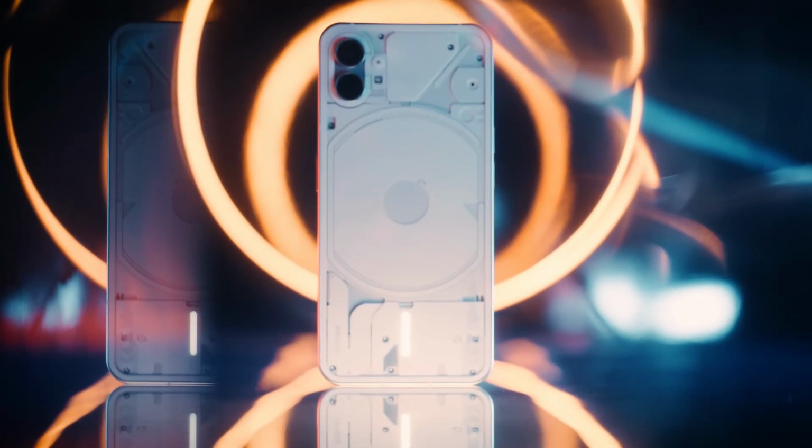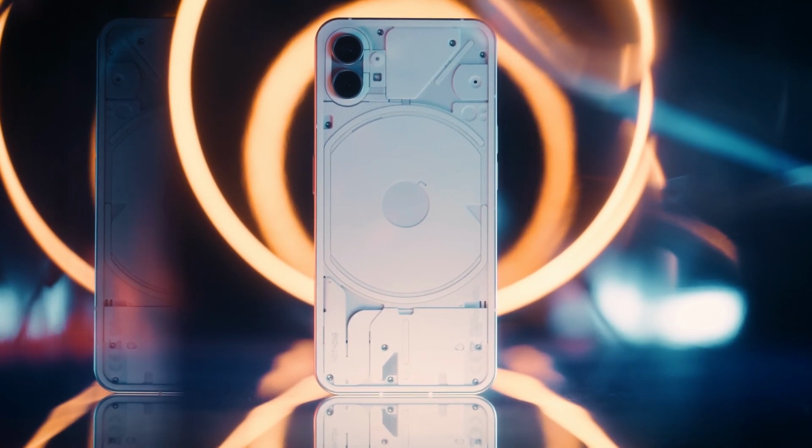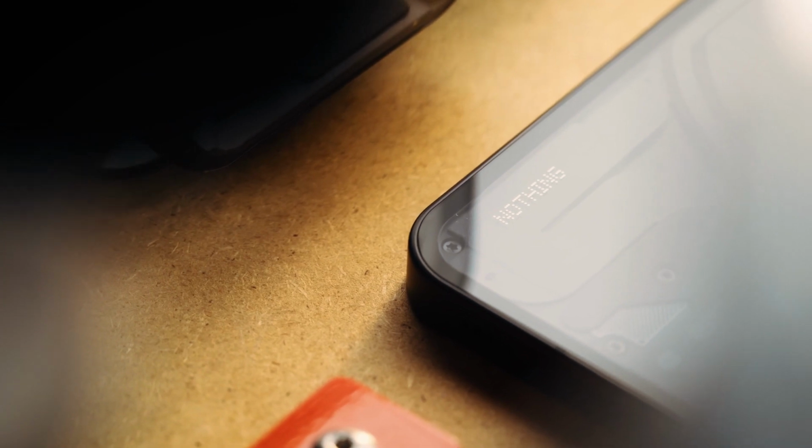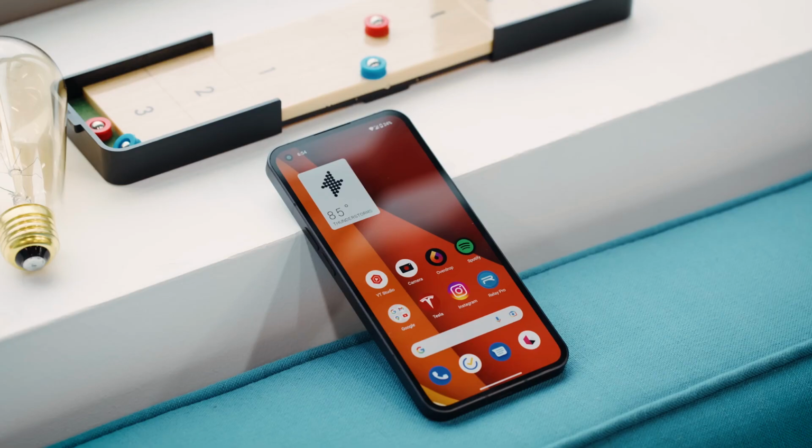Carl Pei intends to cause a stir in the competitive world of smartphones, with the rumored launch of the well-known smartphone Nothing in the US. In this video, we will tell you everything you need to know about the coming of this phone. So let's get straight to it.